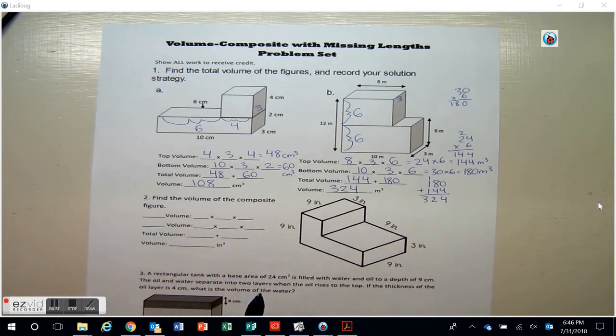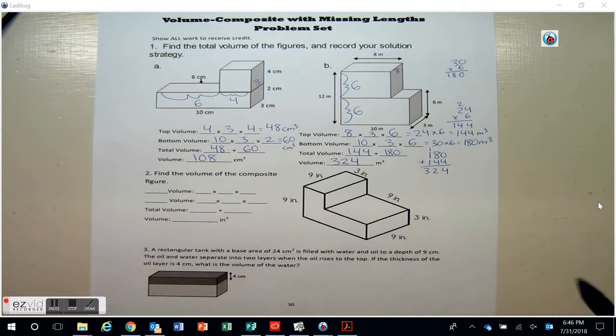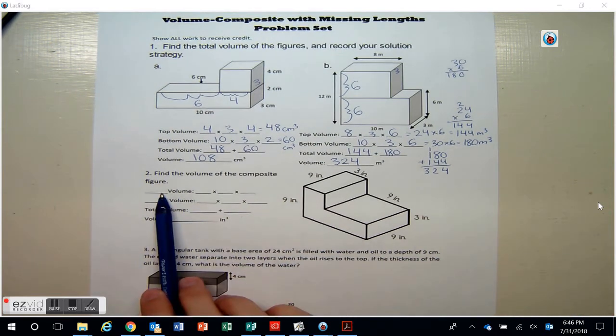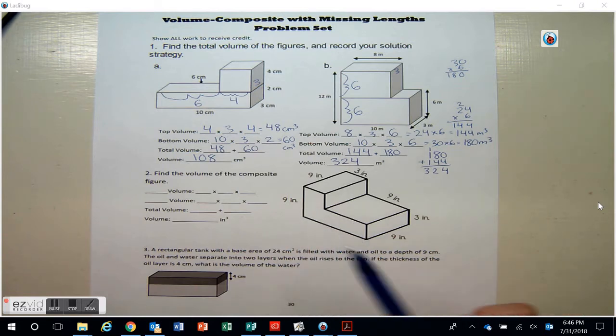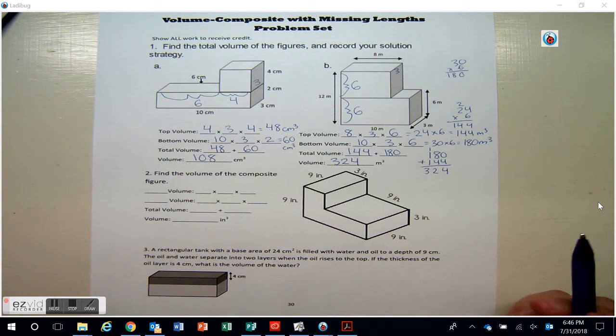Question 2. Find the volume of the composite figure. Again, we can tell if it's top, bottom, left, right. It all depends on how you want to break it up. Well, I need to break it up so that it's easy for me to figure out.